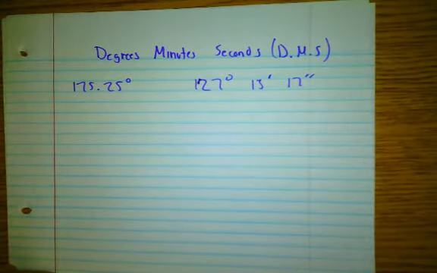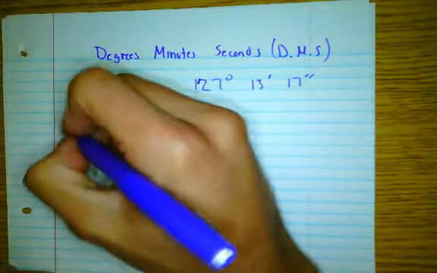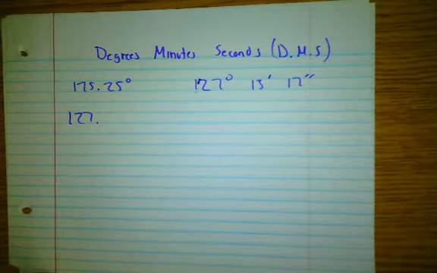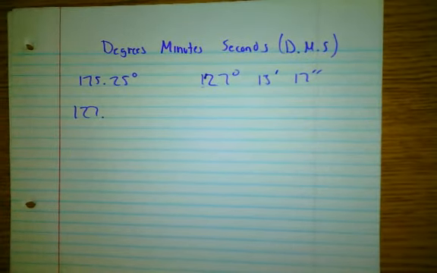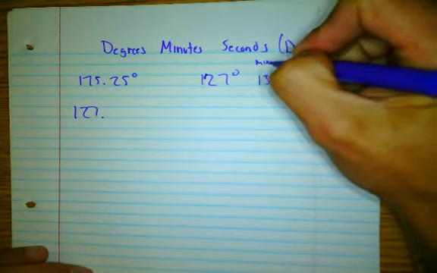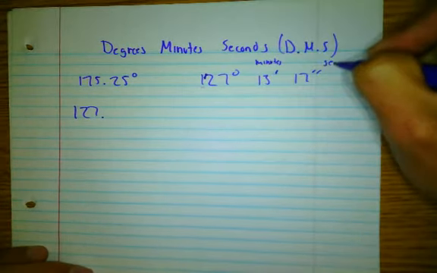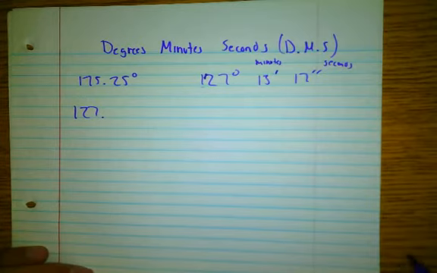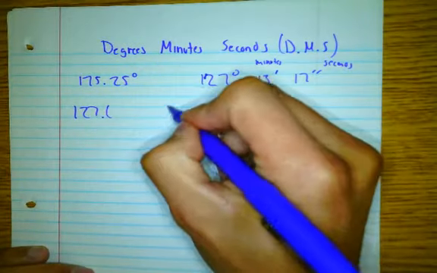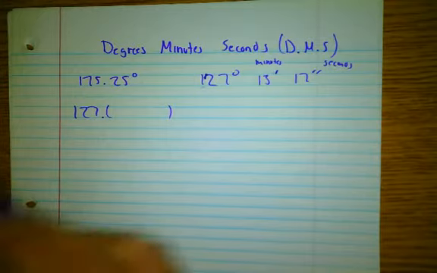This right here is a symbol for minutes, by the way, and this one is for seconds. We know that this is going to be between 127 and 128, so I'm going to say 127 point something, and I'm going to use parentheses. Inside those parentheses, I'm going to go one by one. Well, I have 13 minutes. How many minutes are there in an hour? So I'm going to write that as 13 over 60.